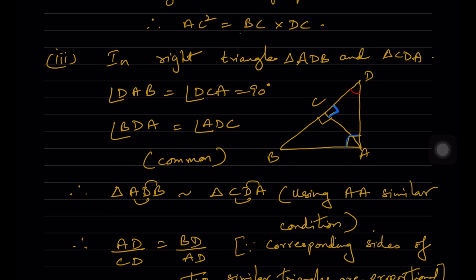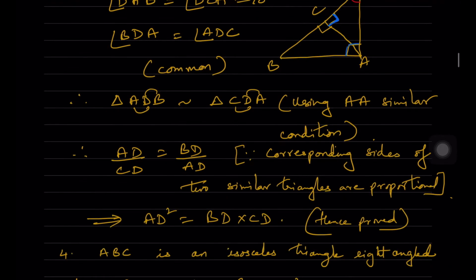It's common. Therefore, from the AA similarity criterion, we can tell that triangle ADB is similar to triangle CDA. Now, considering the corresponding sides, we have AD by CD is equal to BD by AD. Since corresponding sides of two similar triangles are proportional, cross multiplying, we get AD square is equal to BD into CD. Hence proved.